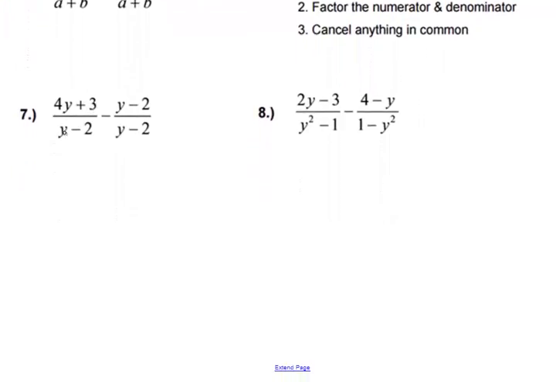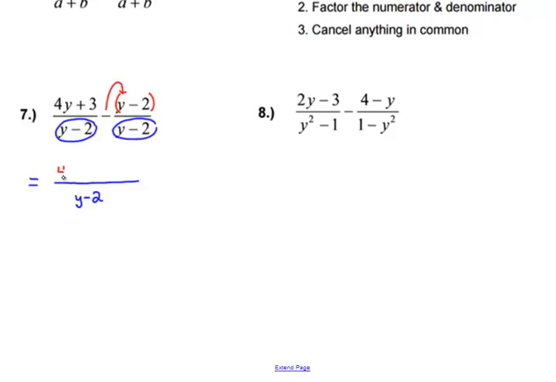I have (4y + 3)/(y - 2) and then (y - 2)/(y - 2), and we're going to subtract them. And if you notice, the y minus 2's are the same. So that's going to make our job really easy. We're just going to have y minus 2 on the bottom. Now the reason I did number 7 instead of number 6 is because this is a subtraction problem. And what you want to do is you want to be very careful that you distribute that subtraction sign to both the y and the -2.